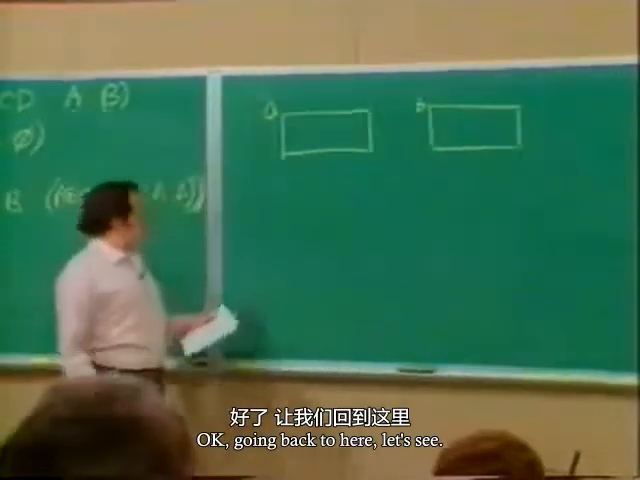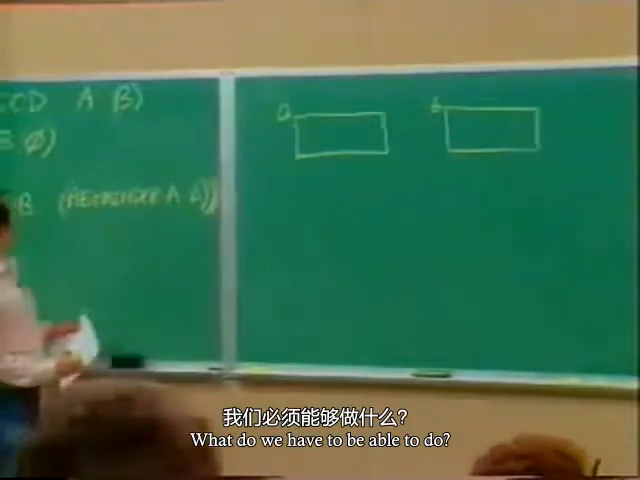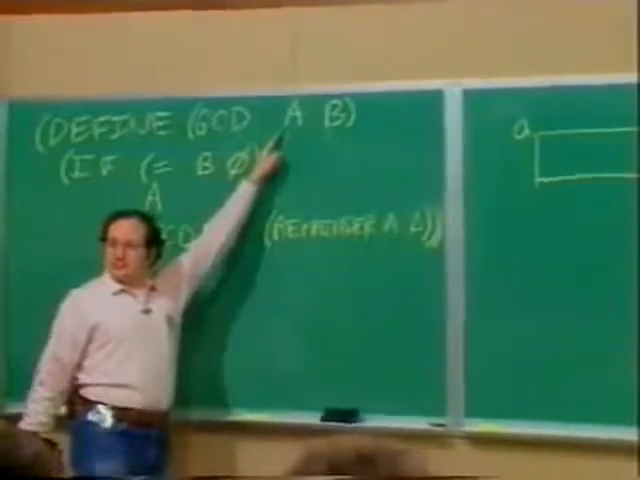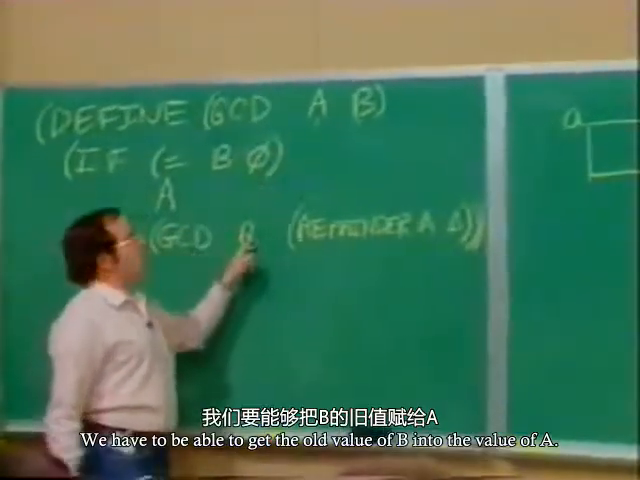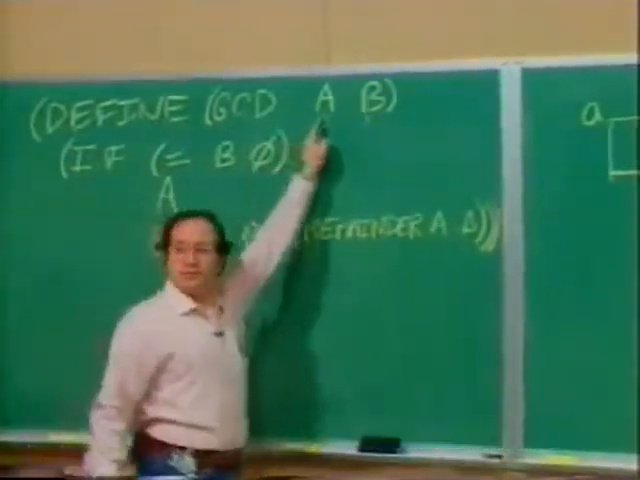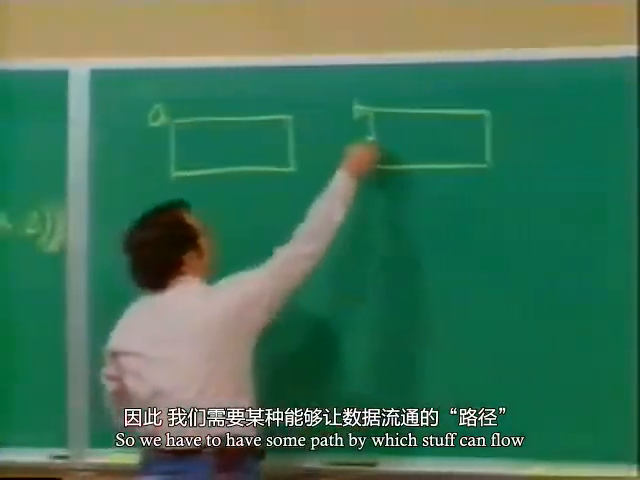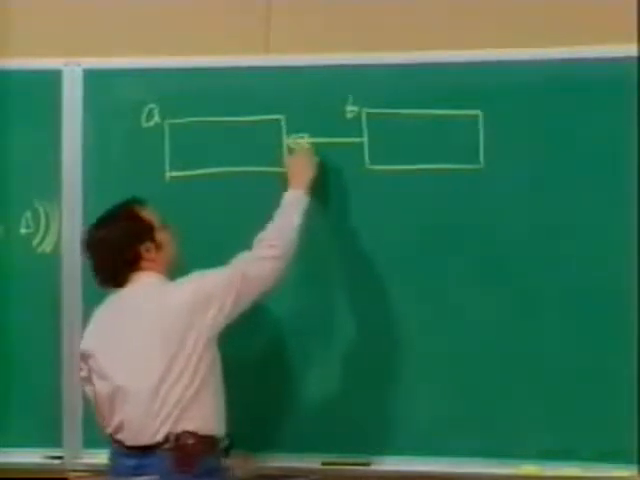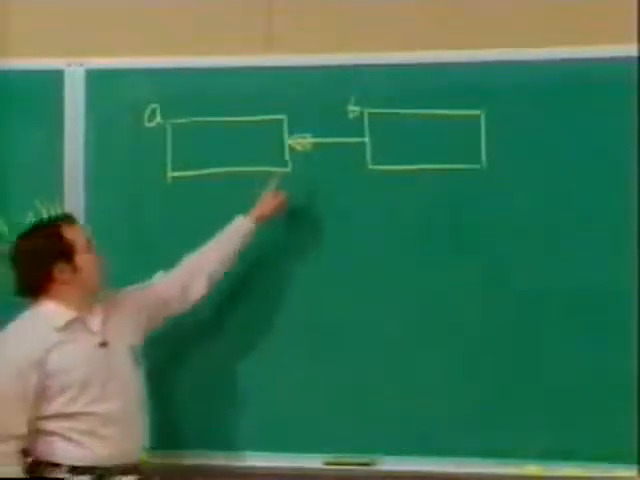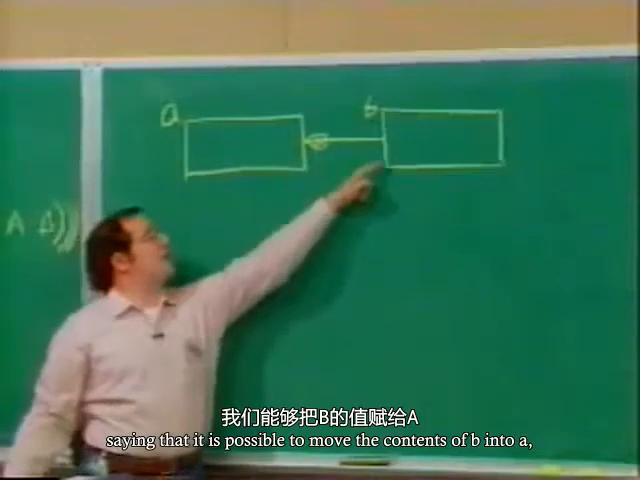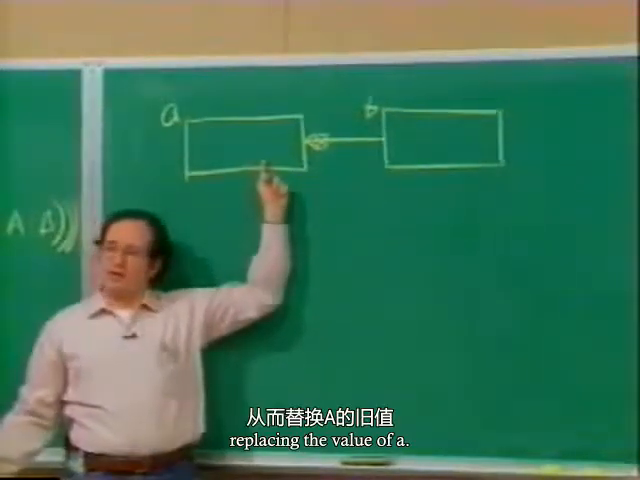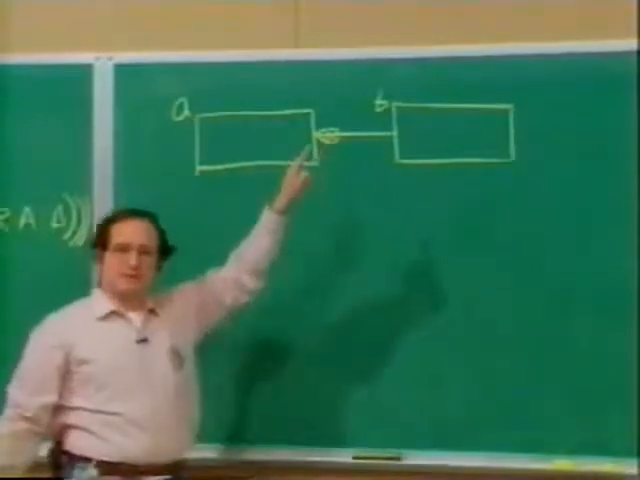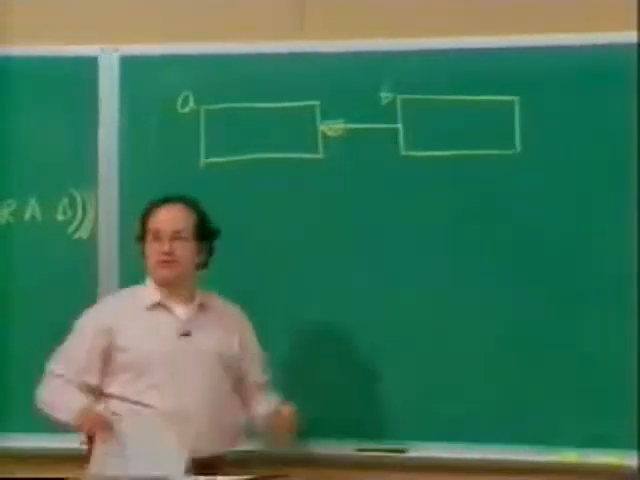Okay, going back to here. Let's see, what do we have to be able to do? Well, somehow we have to be able to get B into A. We have to be able to get the old value of B into the value of A. So we have to have some path by which stuff can flow, whatever this information is, from B to A. I'm going to draw that by an arrow saying that it is possible to move the contents of B into A, replacing the value of A, and there's a little button here which you push which allows that to happen. That's what a little X is here.